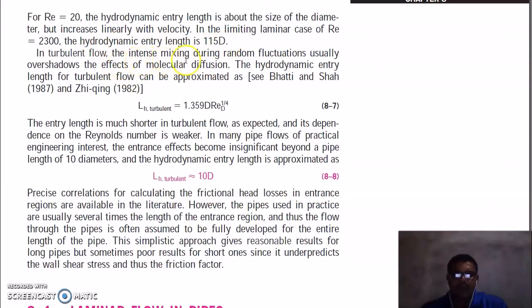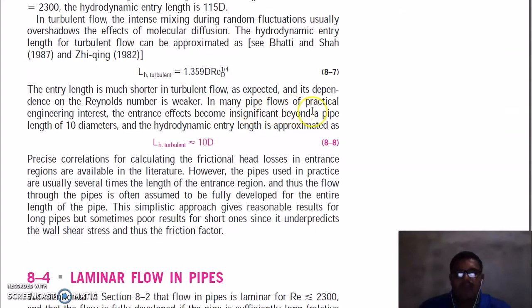In turbulent flow, intense mixing during random fluctuations usually overshadows the effect of molecular diffusion. So the hydrodynamic entry length for turbulent flow can be approximated by this relation. It is a weak function of Reynolds number, so it is very small. The entry length is much shorter in turbulent flow, as expected, and its dependence on the Reynolds number is very weak. In many pipe flows of practical engineering interest, the entrance effects become insignificant beyond a pipe length of 10 D. So the hydrodynamic entry length is approximated as 10 D.